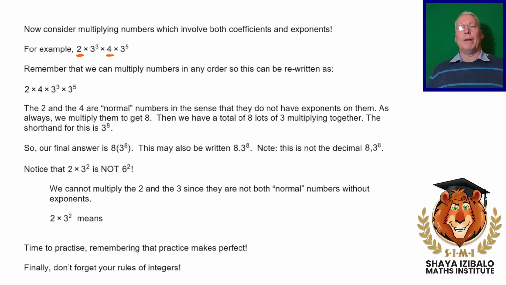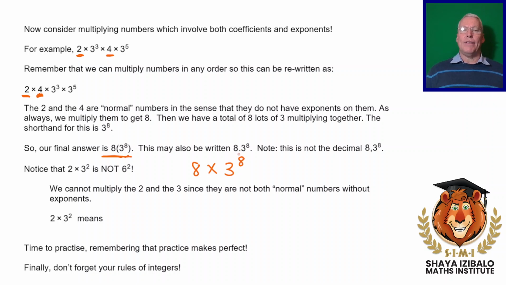Now remember that we can multiply numbers in any order. If we've got 2 times 3, we can swap that around and make it 3 times 2. We get 6 either way. So what we can do over here is rearrange this and write it in a different order. We can put these two normal numbers next to one another, and we get 8. And then we've got a total of 8 threes. So we can write our answer as 8 times 3 to the 8, or 8 brackets 3 to the 8.